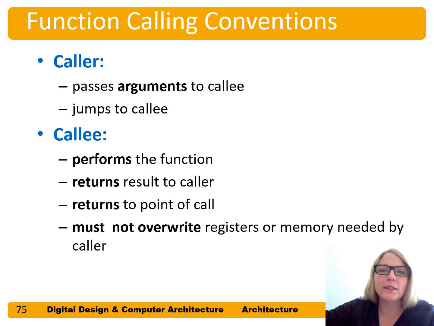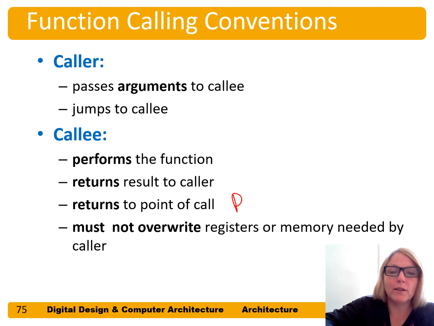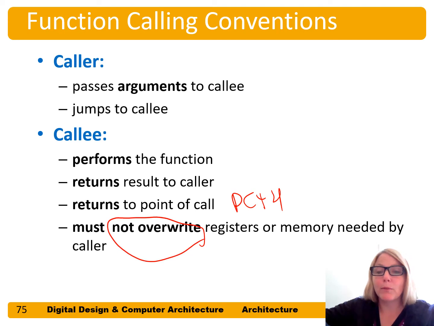So when we call functions and return, we have calling conventions. A convention is something we all agree on. And why is that important? Well, it's important because if someone's writing code in one place, and another person is writing code, their code can work together because we're all agreeing on the same convention. So the caller agrees to pass arguments to the callee and then jump to the callee. The callee performs the function, returns to the caller to the point of call, specifically PC+4, but it must not overwrite registers or memory needed by the caller.